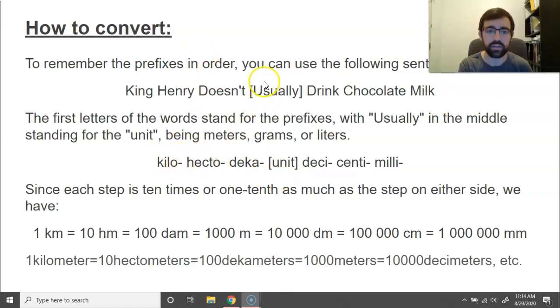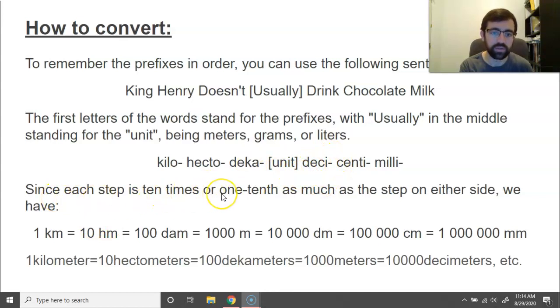Okay, so we have kilo, hecto, King Henry. Deca, doesn't. Usually is unit. Drink is deci. Chocolate is centi. Milk is milli. What you have to keep straight is deca and deci. So deca is on this side is the first one, and then deci is on the right side.